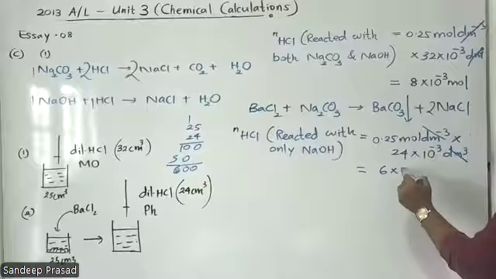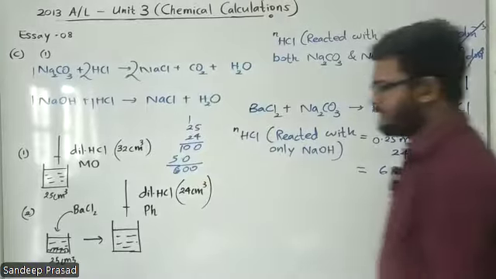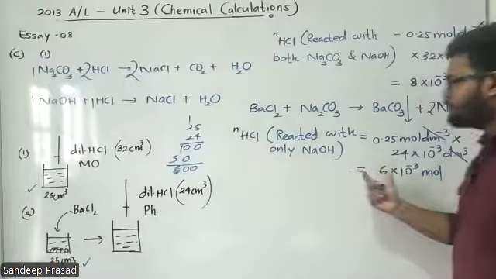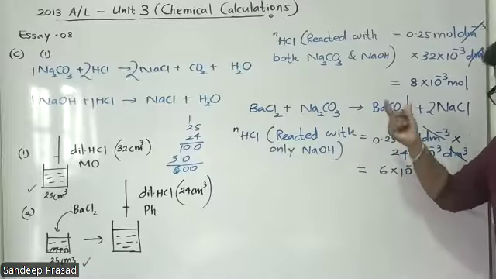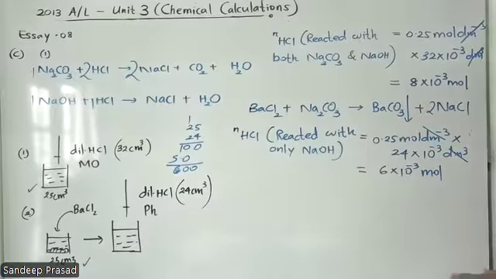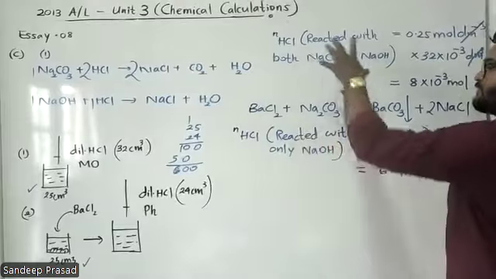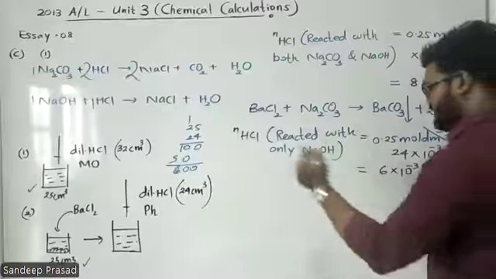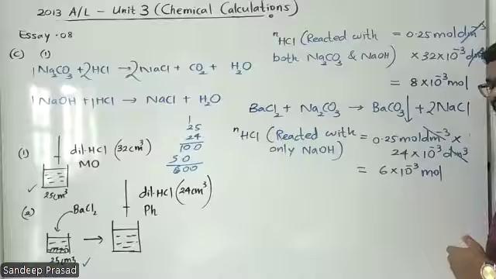Six into 10 to the power minus 2. We know that in both processes the same volume was used, right? So therefore, no issue. Now, can you tell me how much HCl was consumed to react with sodium carbonate only? In the first process, HCl is reacting with both sodium carbonate and sodium hydroxide. We don't know how much HCl reacted with sodium carbonate and how much reacted with sodium hydroxide.